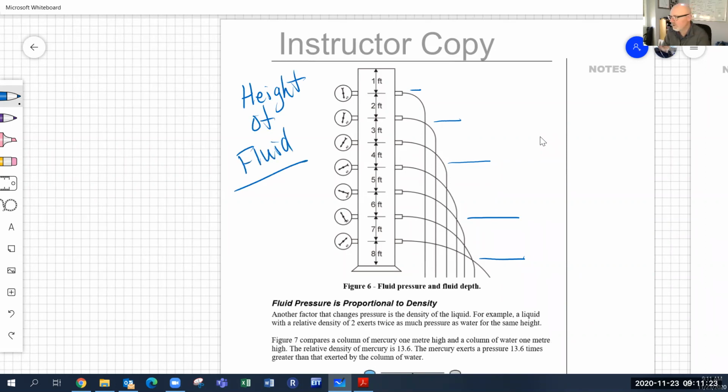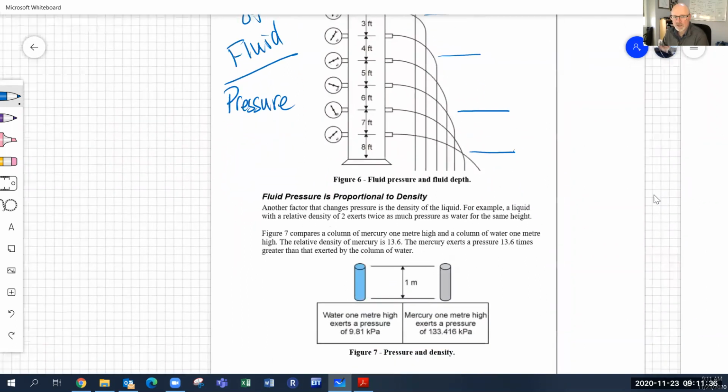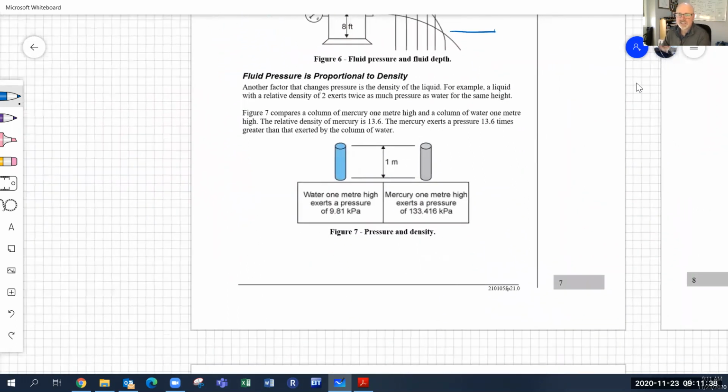The height of the fluid, this is how we calculate pressure. Pressure is calculated by the height of the fluid, and we're going to go over some calculations for that. Now, I think we're on number 4: fluid pressure is proportional to density, meaning this is about water. So we're always talking about water here.